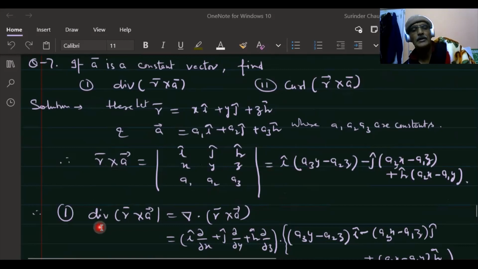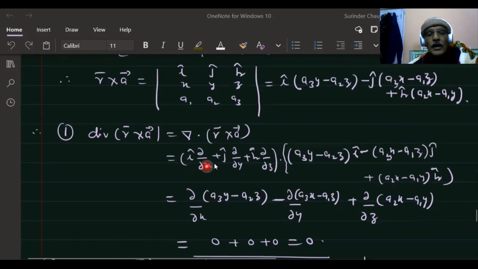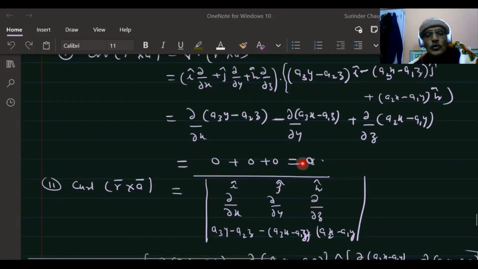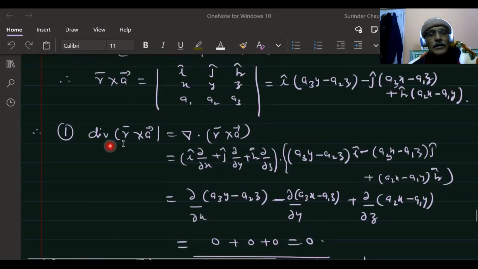Now the divergence of r cross a is equal to del dot this vector. Del dot this vector is equal to the partial derivative of the x component with respect to x, plus the partial derivative of the y component with respect to y, plus the partial derivative of the z component with respect to z. This does not contain x, so it is 0. This does not contain y, so this is 0. This one is in z only, so this is equal to 0. So the divergence comes out to 0.